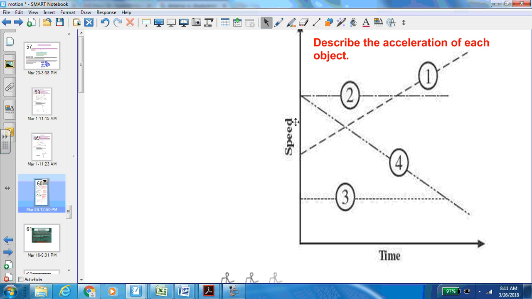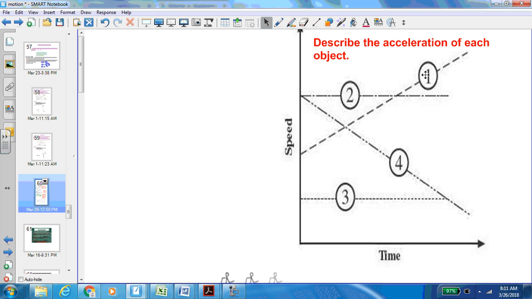Let's just look at a practice graph here. This particular graph is a speed time graph, and it says describe the acceleration of each object. So we've got 3 different objects on here, and they're indicated by these numbers. So let's look to see how these lines are sloping on this particular graph so we can determine how we would describe the acceleration of these objects.